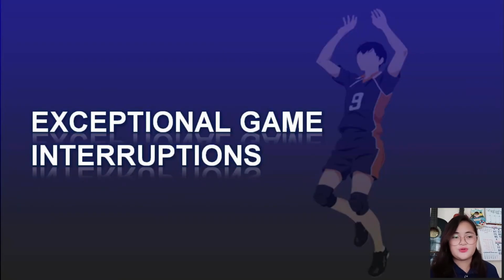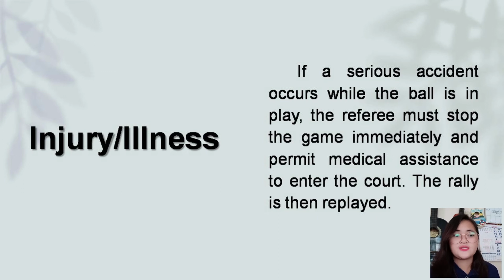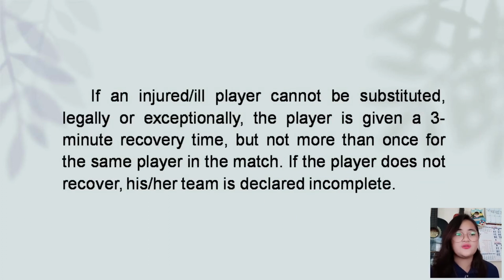Exceptional game interruption. Injury or illness. If a serious accident occurs while the ball is in play, the referee must stop the game immediately and permit medical assistance to enter the court. The rally is then replayed. If an injured or ill player cannot be substituted legally or exceptionally, the player is given a 3-minute recovery time, but not more than once for the same player in the match. If the player does not recover, his or her team is declared incomplete.